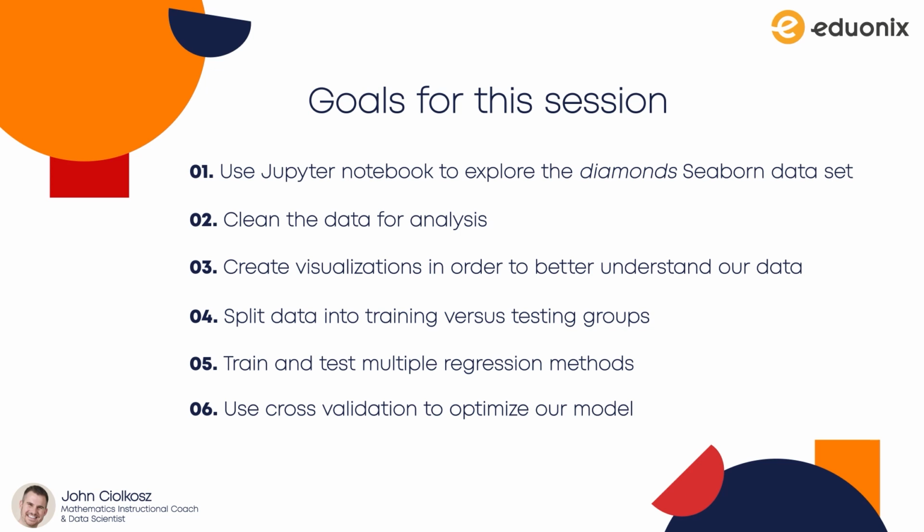Then we're going to split into training versus testing groups. We did that a little informally in last week's session, where we just did an 80-20 split, but there was no algorithmic way of doing it. This week we'll see the more formalized way, what you could call industry standard. If I was doing this for a client, this would be the way in which I would do my splitting. It wouldn't be that ad hoc method. Then we'll train and test multiple regression methods. We'll look at a bunch of different ways to get to it.